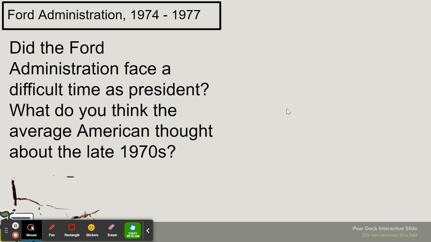So the question that you want to think about is why did Ford have such a difficult time as president? Why, even though he was pretty successful in foreign policy, was he seen as a failure as a president? Because of the domestic issues in the country.